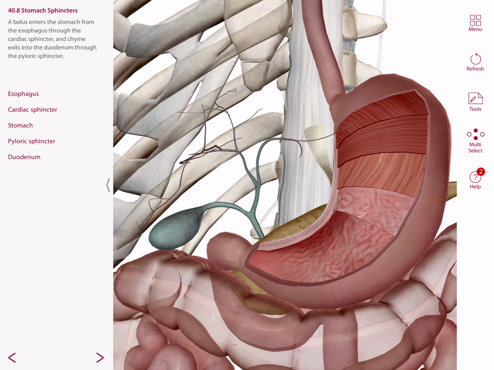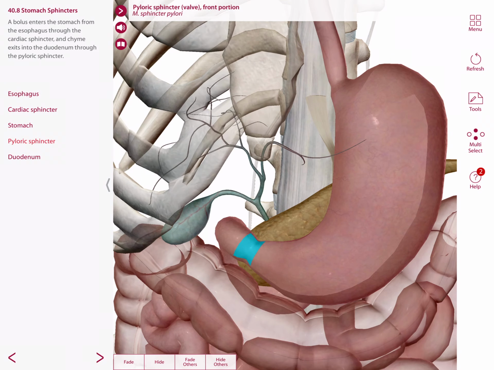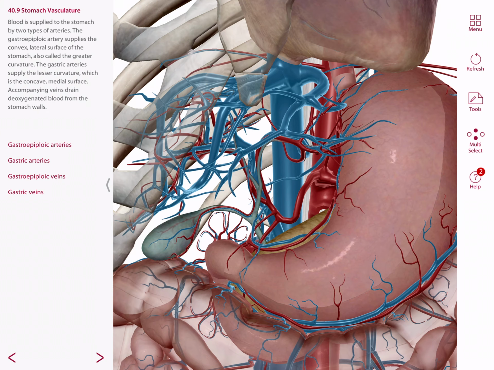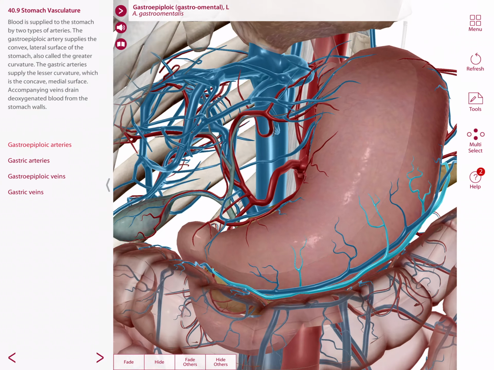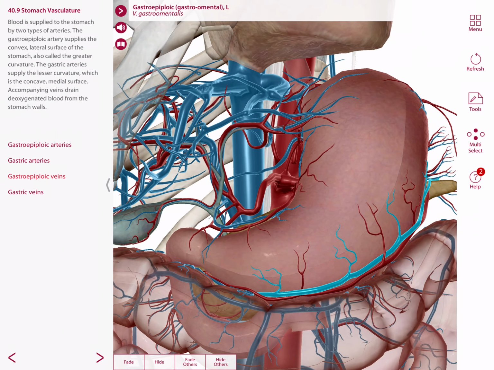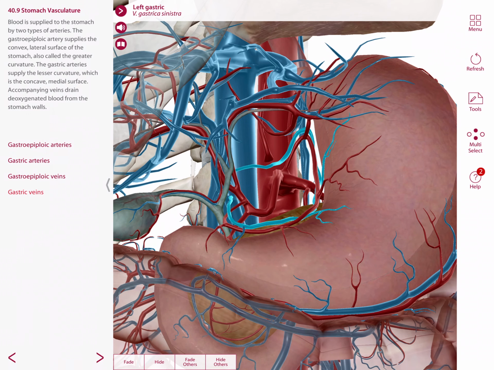Stomach sphincters, we've seen these already. So you've got your esophagus with your cardiac sphincter, then your stomach and your pyloric sphincter dumping into the duodenum, the very first portion of the small intestine. We've got our stomach vasculature. So on the outside of the stomach, we've got our gastroepiploic arteries and our gastroepiploic veins. That is on the convex side of the stomach, or the lateral portion of the stomach. Then we have the gastric arteries and the gastric veins. Those are going to be on the concave, or the medial portion of the stomach.